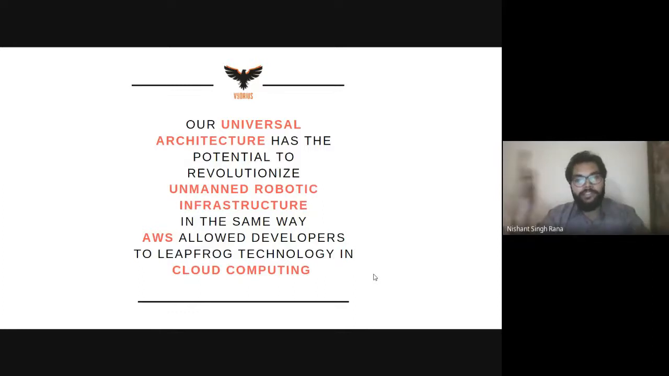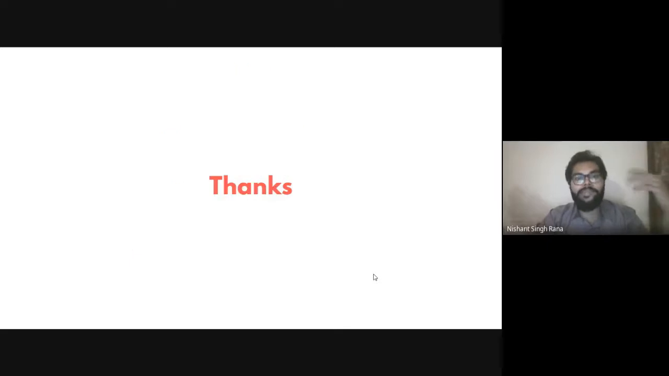To sum it up, and this is the last thing I've got, we believe such a universal architecture has the potential to revolutionize unmanned robotic infrastructure in a very similar way to what AWS did for developers in cloud computing. It's very easy: you write some code and you're good to go. We want it to be as simple as a single line of code, or if you're going open source, a no-code system where you can just plug in your system and create real businesses out of it.